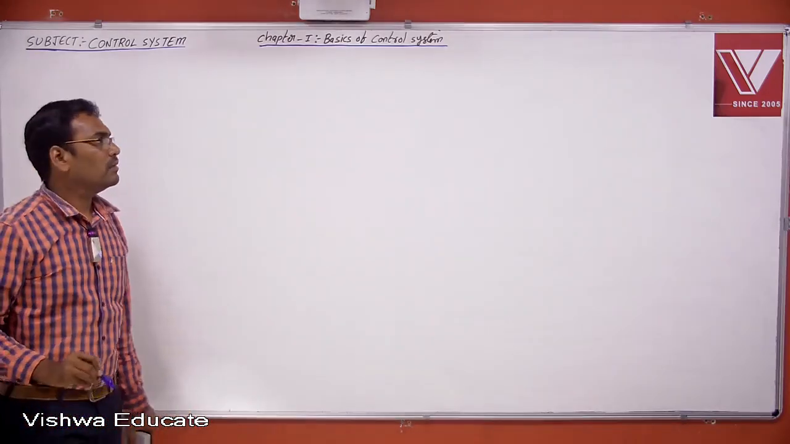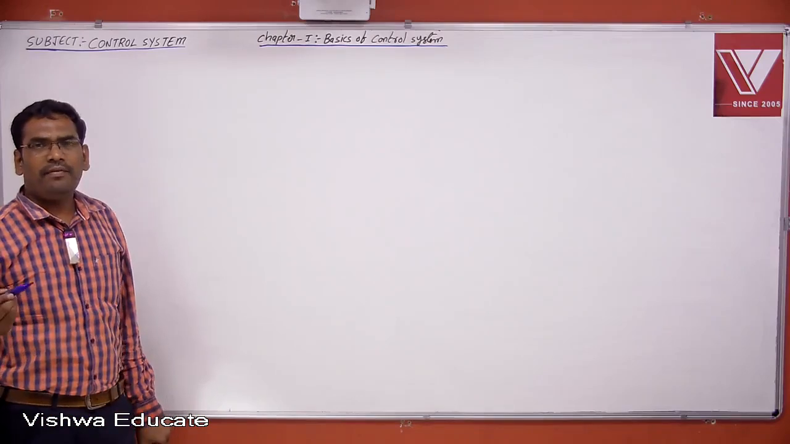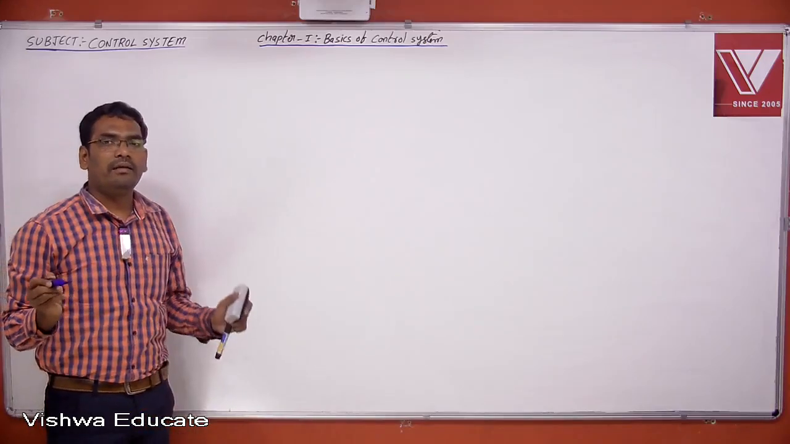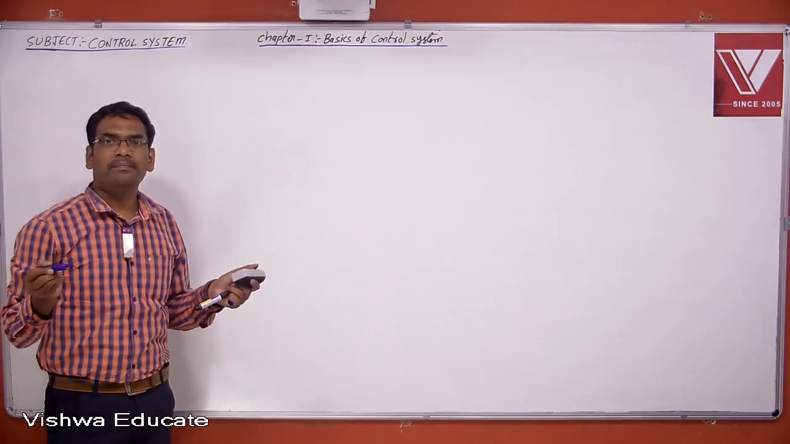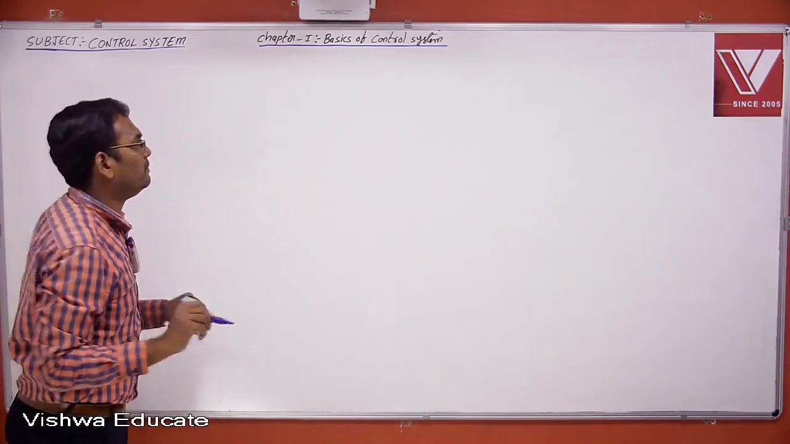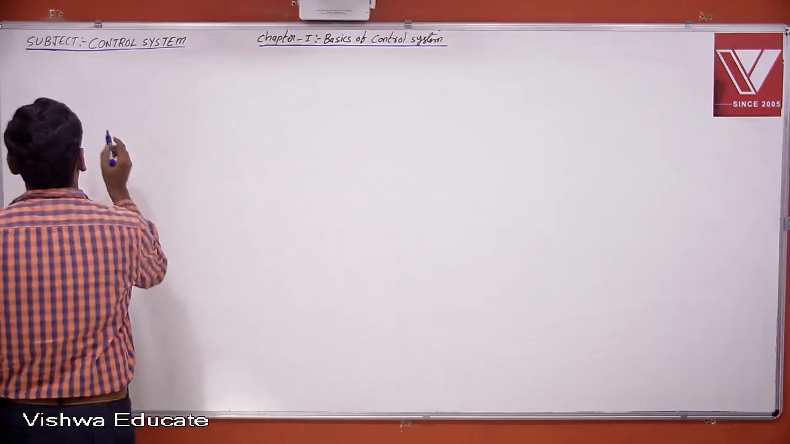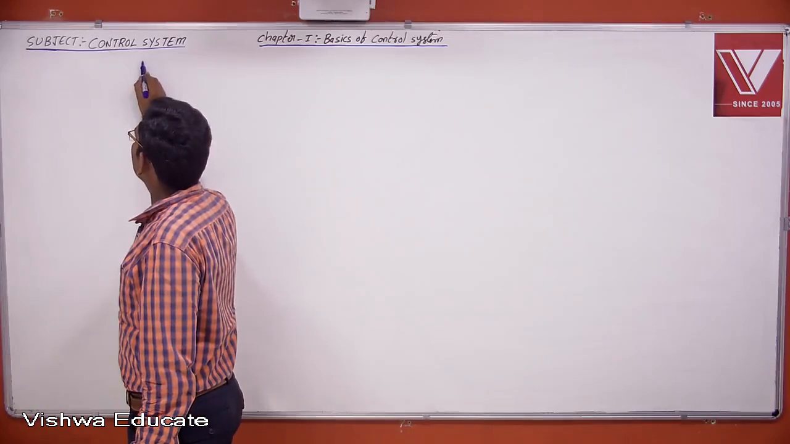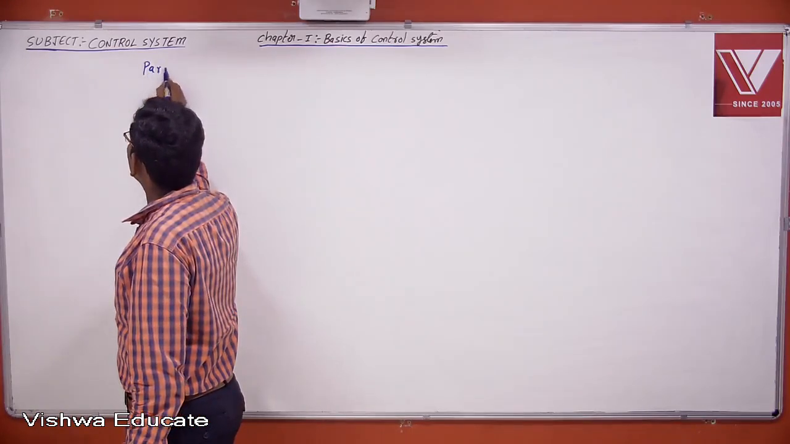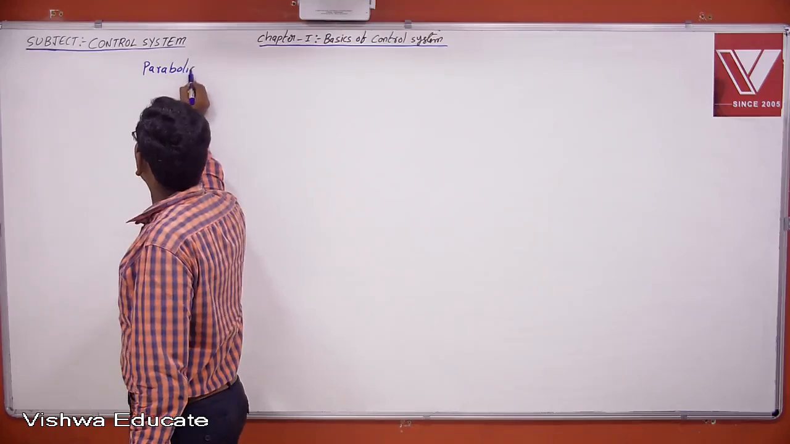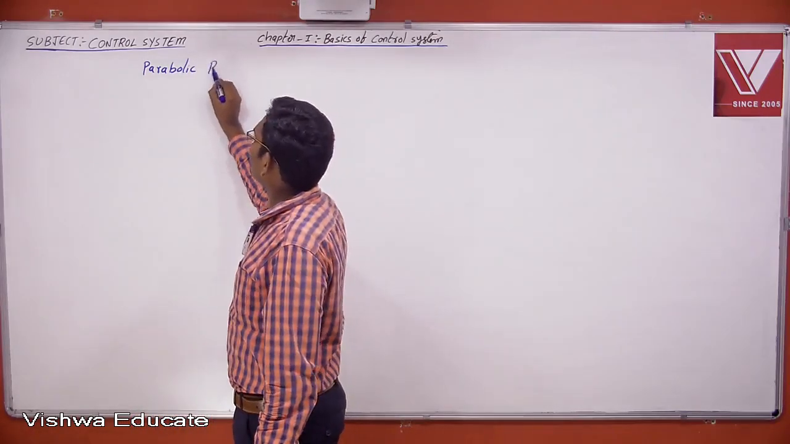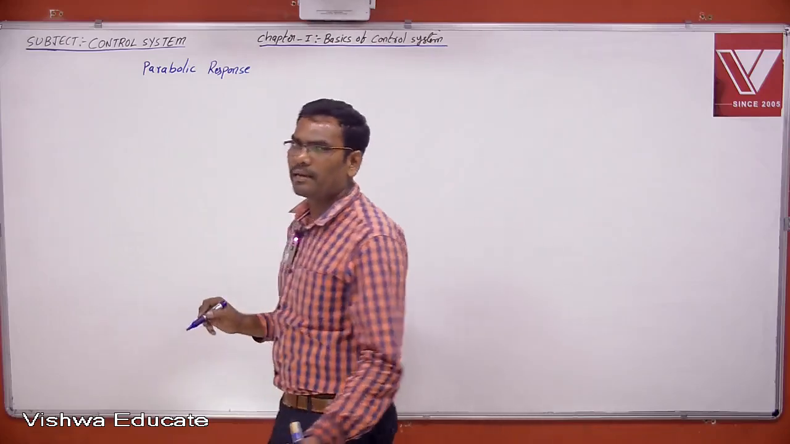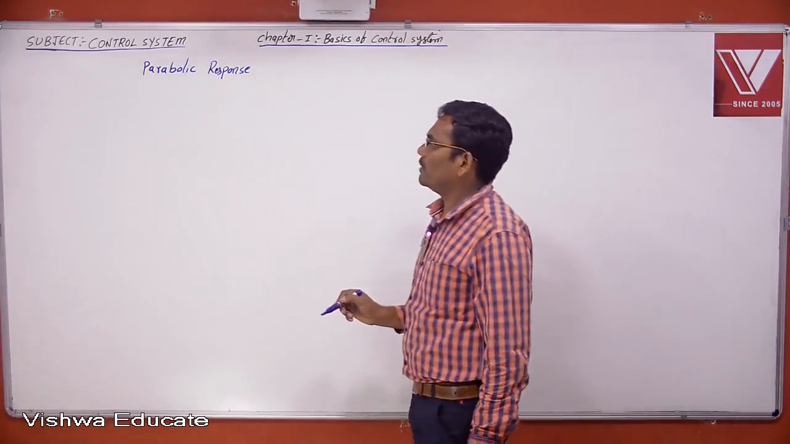Now in the previous session, I said that there are different types of inputs and different types of responses. Therefore, now we will see the relation between how one response is converted to another response and one input is converted to another input. Now see here, this is the parabolic response. Then if you apply a parabolic input, you get the parabolic response.